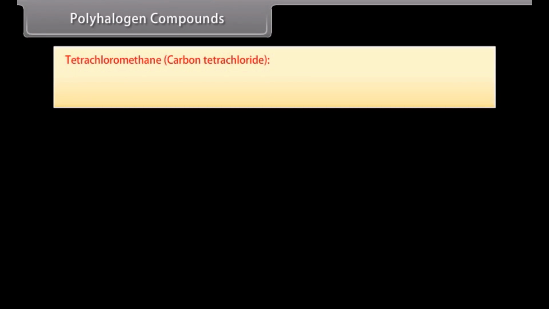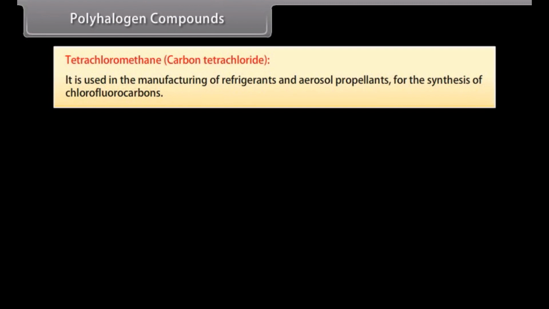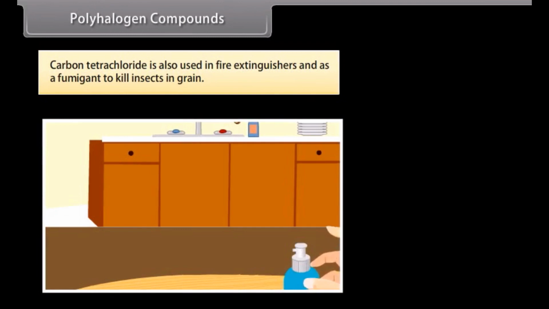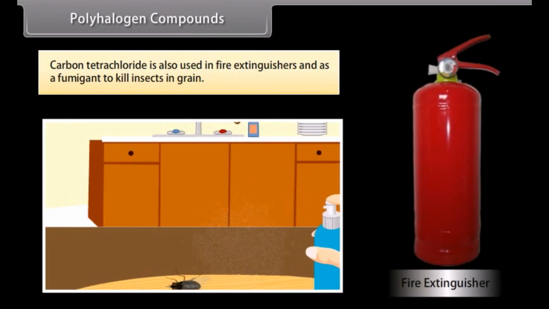Tetrachloromethane, carbon tetrachloride. It is used in the manufacturing of refrigerants and aerosol propellants for the synthesis of chlorofluorocarbons. Carbon tetrachloride is also used in fire extinguishers and as a fumigant to kill insects in grain.